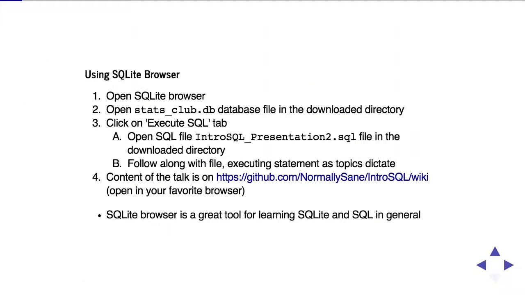So first, open up the SQLite browser. If you're using the computers here, it should already be pre-installed. Then open up the statsclub.db database. That's our example database. Then, as I showed you before, click on Execute SQL. Open up the presentation 2 file, or this one, since we've moved the where clause over to this one. The first one has everything. And follow along with the content wiki.